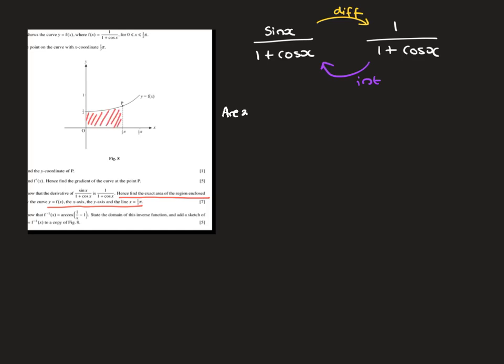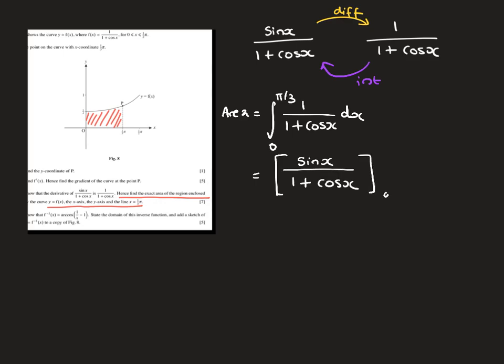So the area is equal to the integral between 0 and pi by 3 of 1 over 1 plus cos x with respect to x, but we know that integral will give us sine x over 1 plus cos x, using essentially the reverse of what we've just done. So all we need to do is substitute in these limits, so sine pi by 3 over 1 plus cos pi by 3. Substituting in the lower limit of 0 will straight away give us a 0 because sine of 0 is 0. And this then gives us an area of root 3 over 3.